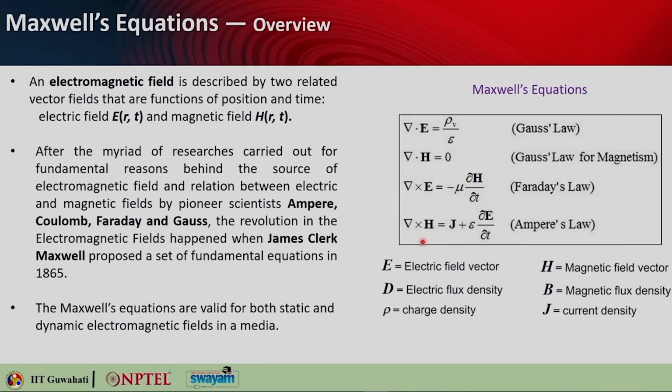So here we have curl of H. There is a magnetic field circulating, which is basically dependent on the current density plus the change in the electric flux with time. Epsilon E is nothing but D. So these are the terms that you have to keep in mind.